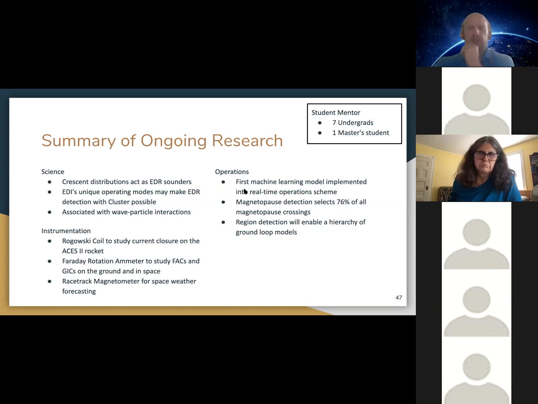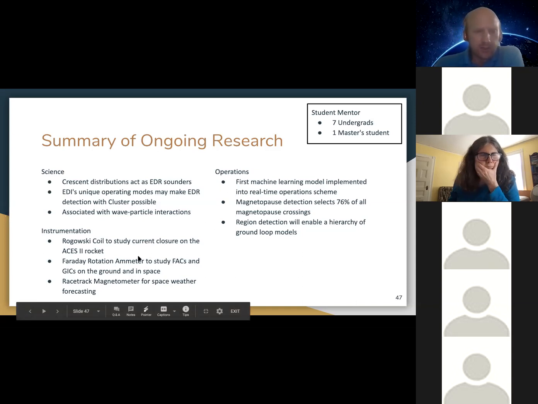On the operations side of things, I used machine learning to implement the first machine learning ground loop into the MMS data stream to try and automate some of the signal selection process. I've also created a region detector that will enable a hierarchy of ground loops and hopefully not only automate the event detection and signal processes, but also help us with science discovery and any science campaign that the mission may have in the future.